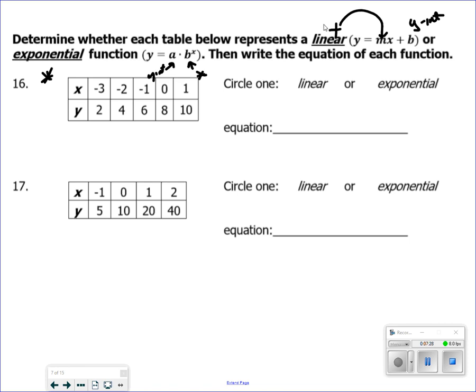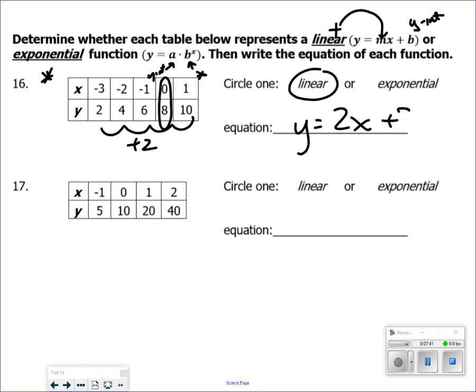So I'm looking at this, plus 2, plus 2, plus 2, plus 2, which, by the way, you're always looking at the y value when you determine that. So it's linear. So y equals 2x. And then I'm looking for the 0. I'm looking for the y-intercept. It's 2x plus 8.